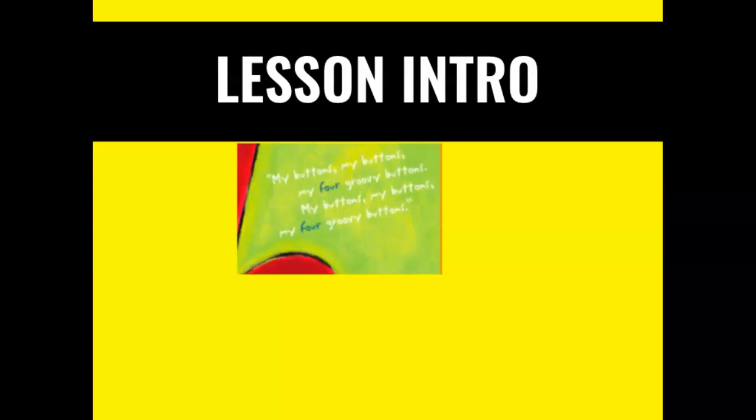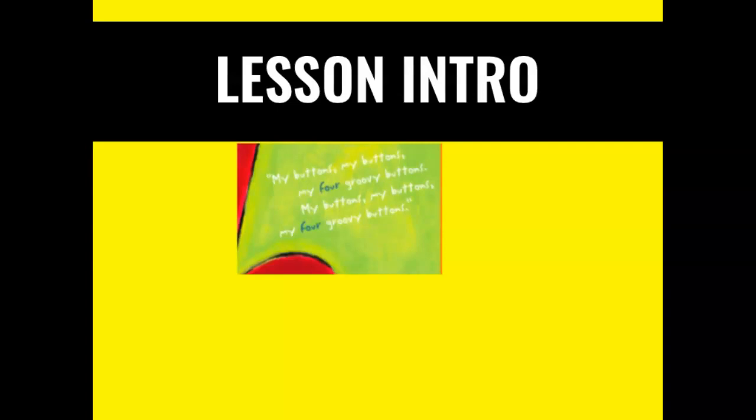Okay, readers, let's get into our lesson now. We just read Pete the Cat and His Four Groovy Buttons. There's a pattern in the book that helps us to read almost every page. There's always a part that's the same on each page, and then something that changes and is different.